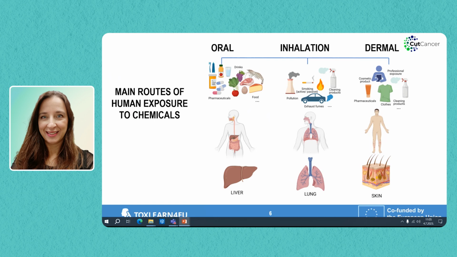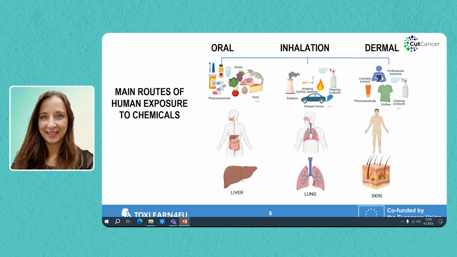So just to mention, humans are mostly exposed through three different routes. First, the oral route of exposure. This is by ingesting, so eating food, drinking, pharmaceuticals, you can see it here. And the main target organ is the liver. Then we have the inhalation route, so by breathing air. This is polluted air, for example, smoking, some cleaning products, exhaust fumes from the cars. And here the target organ is the lung.